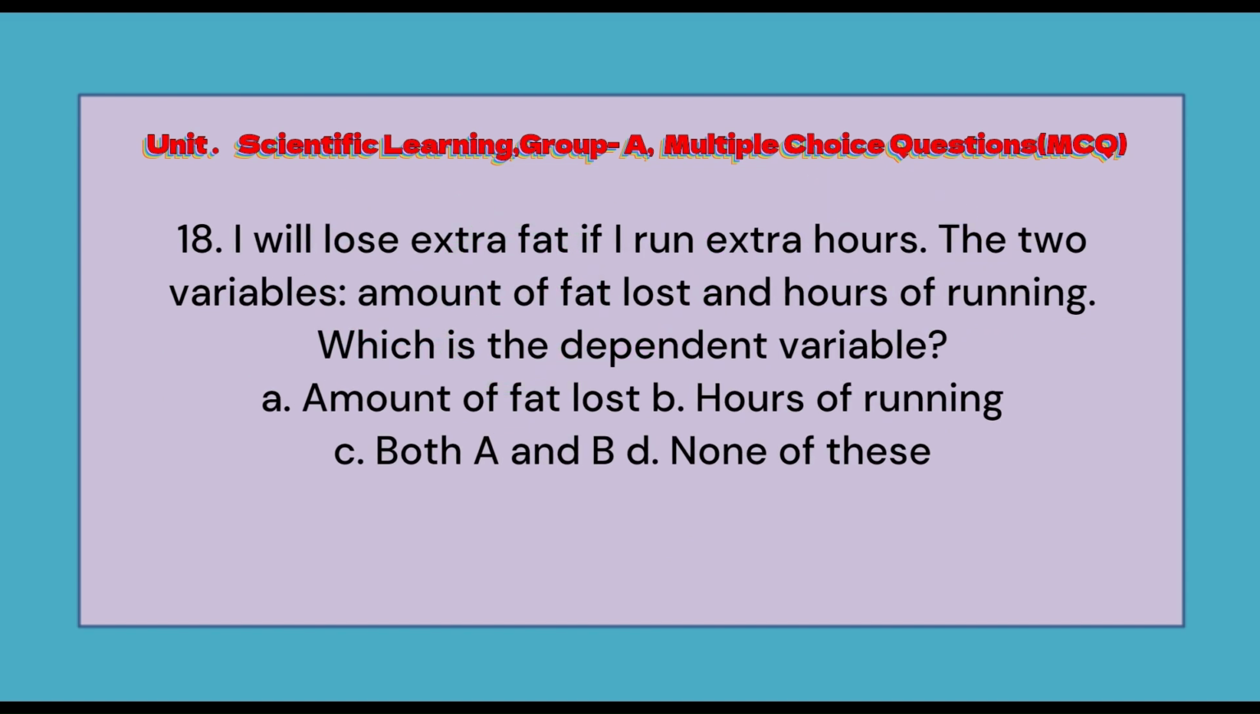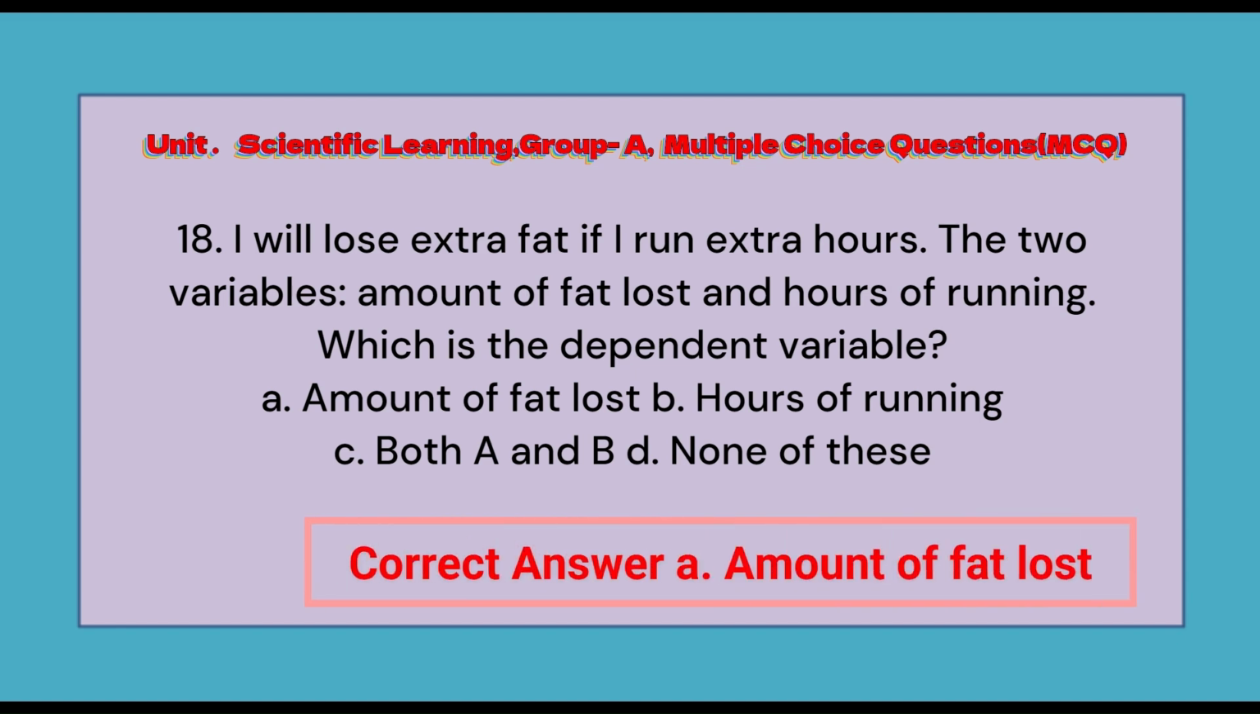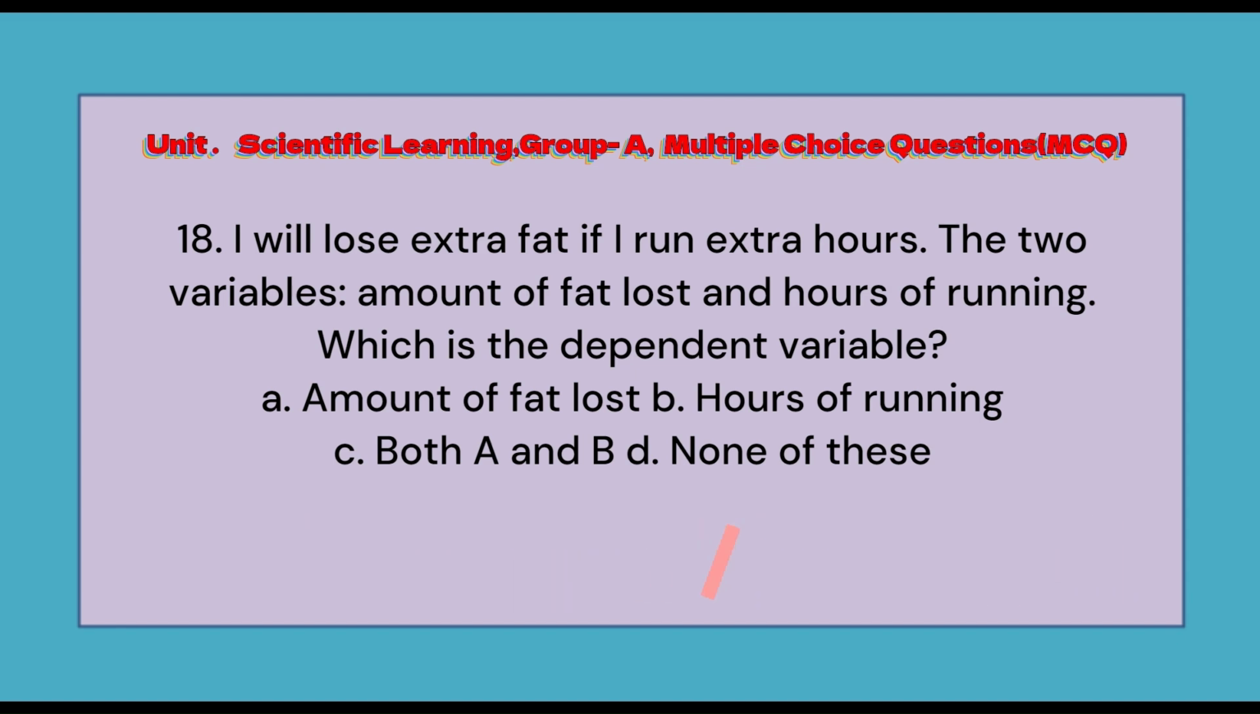18. I will lose extra fat if I run extra hours. The two variables: amount of fat lost and hours of running. Which is the dependent variable? A. Amount of fat lost. B. Hours of running. C. Both A and B. D. None of these. Correct answer A. Amount of fat lost.